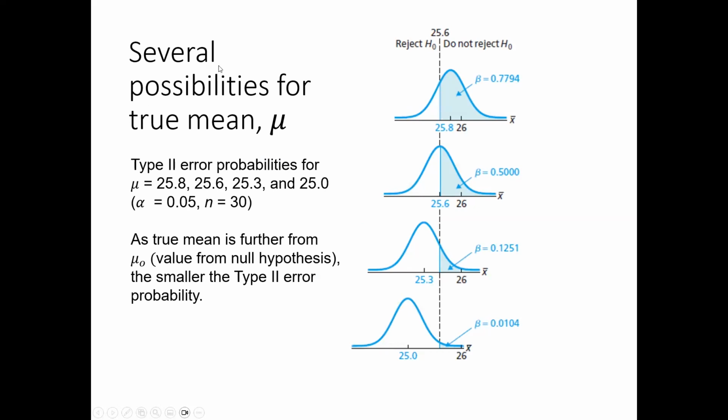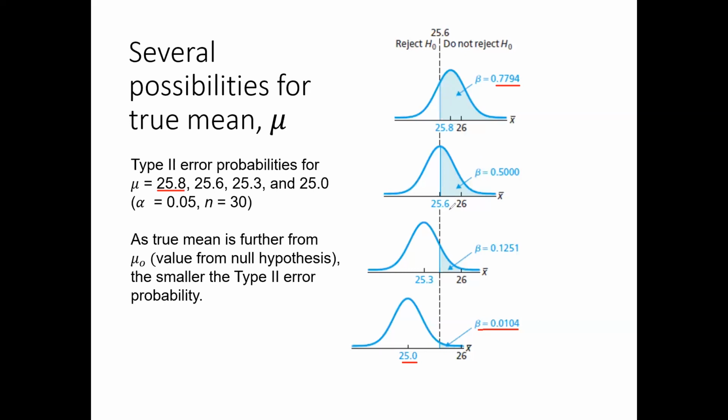So let's consider several possibilities for the true mean. So far I went through 2 of them. The first one was 25.8, which is here, and that's where we found that the probability of a type 2 error is around 78%. And then here at the bottom is the probability of a type 2 error if the truth is that the mean is 25. So basically, you just center it on what the truth is, and you can see that the further away the truth is from the null hypothesis, the smaller the probability of a type 2 error, or of not rejecting a false null hypothesis.